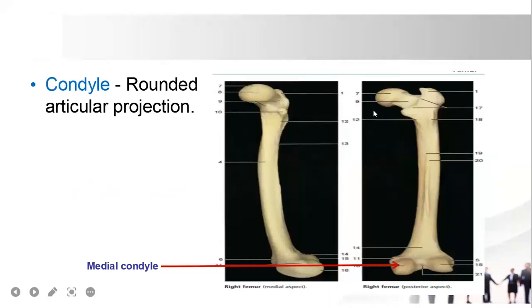We have a condyle. Remember, we were talking about the epicondyle, a raised area above the condyle. Now we are going to look at the condyle. A condyle is a rounded articular projection on a bone. Here we can identify the medial condyle of the femur, which articulates with another bone, the tibia, to form a joint.